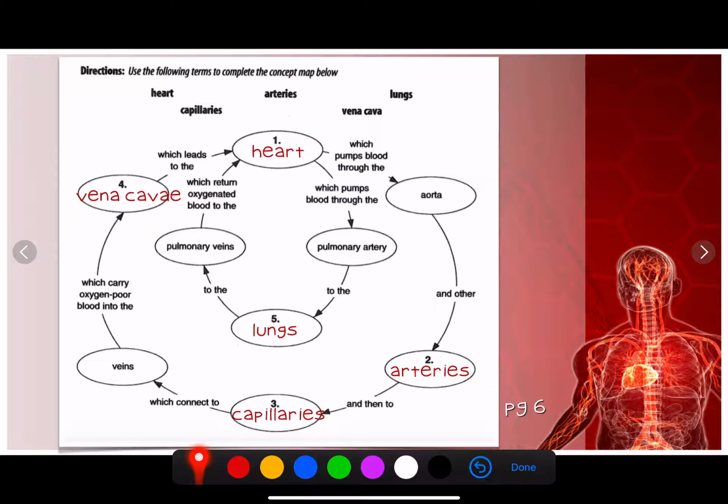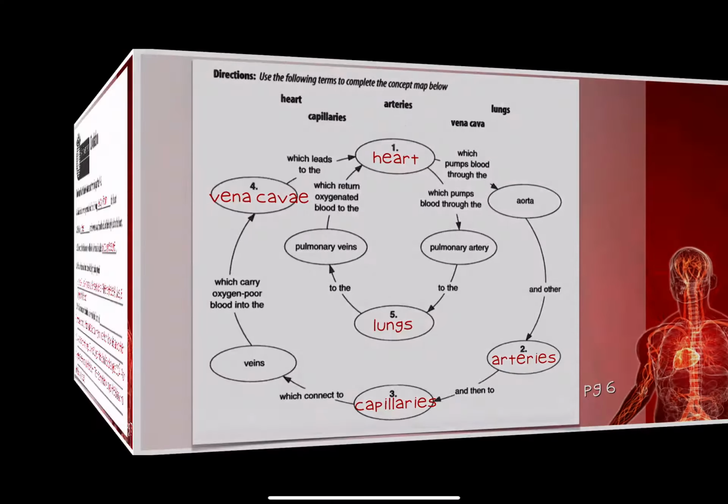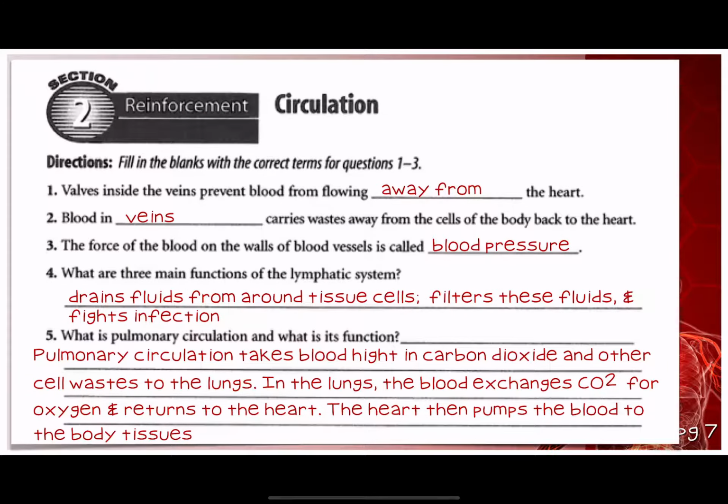If we follow this inner circle, the heart pumps blood to the pulmonary artery, to the lungs, to the pulmonary veins, which return oxygenated blood to the heart. How'd you do? All right, go ahead and pause now, and you can correct page 7 and fill in anything that you got incorrect again.